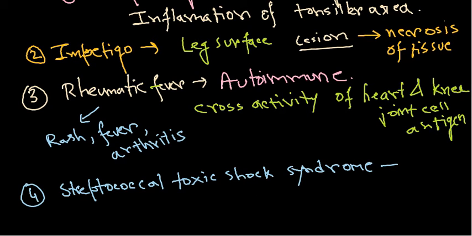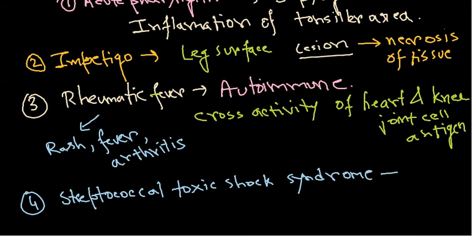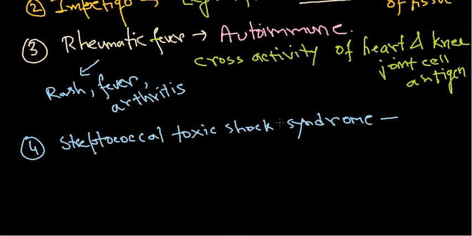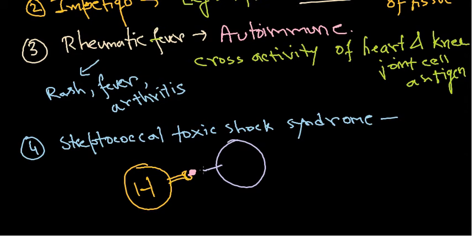In streptococcal toxic shock syndrome, the mechanism of toxic shock activity is the same. It is simply the interaction of our host cell, say MHC for example, with the antigen, and with the T cell. So let's draw. This is the T cell.